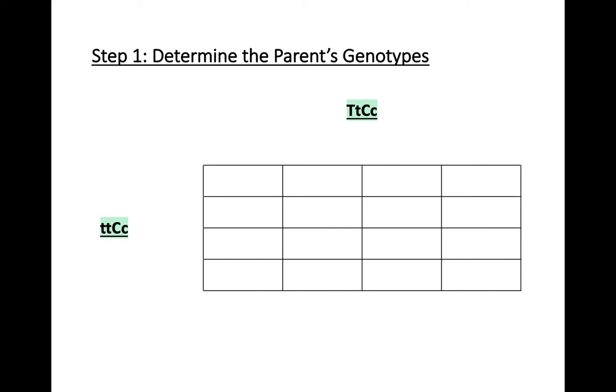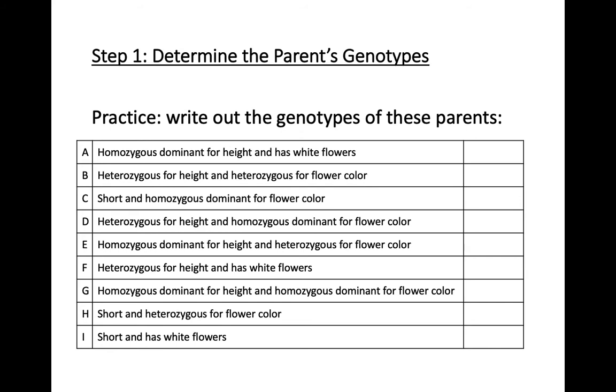All right, so there's going to be 4 steps. Step 1, determine the parents' genotypes. Now it's really just translating the description of the parents that you just saw into the letters. Let's practice. So suppose you were told a parent is homozygous dominant for height and has white flowers.